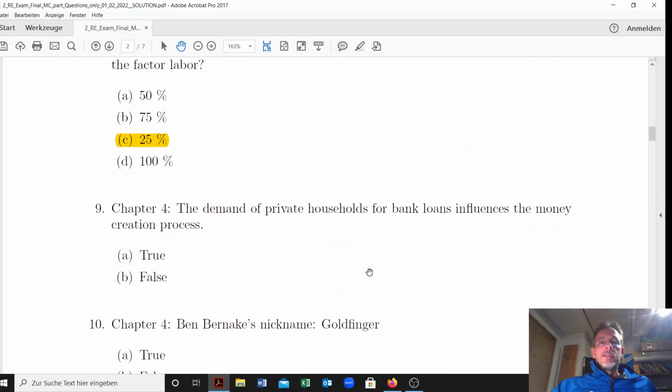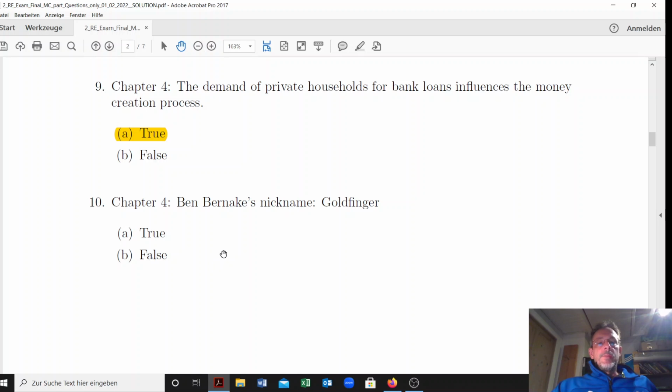Question number 9. The demand of private households for bank loans influences the money creation process. This is true. So the central bank can influence the money creation process because they can inject monetary base. They can influence the money creation process by deciding upon the minimum reserve requirements. But it's also the case that the commercial banking system is influencing the money creation process because they are supplying loans, and the private households are demanding loans. So this is true.